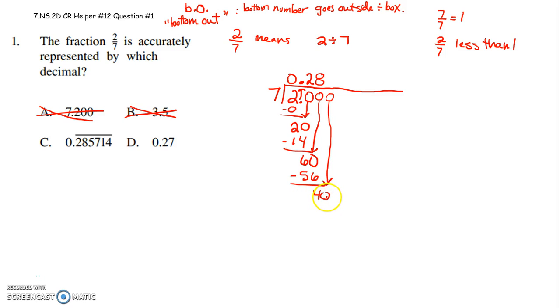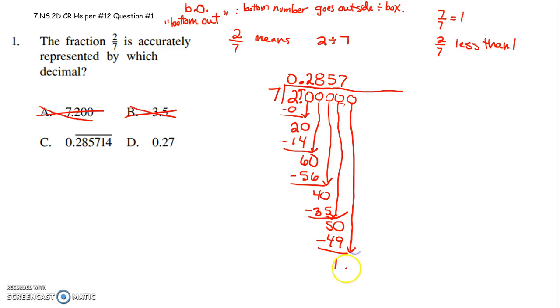How many times does 7 go into 40? 7 goes into 40 5 times. 7 times 5 is 35. Subtract off. Remainder of 5. Drag down a 0. Oh my God, well, that was a little tricky. That drag down didn't go all that well. Drag down that 0. How many times does 7 go into 50? 7 times. 7 times 7 is 49. Subtract off. We've got a 1. We're going to drag down our next 0.